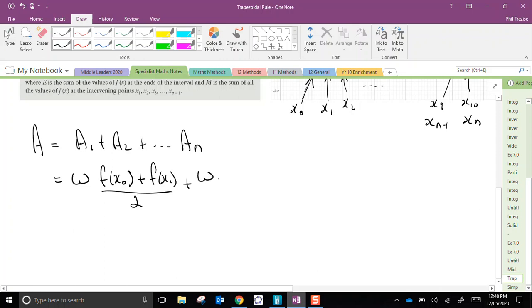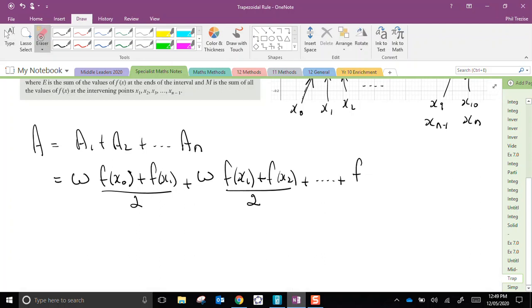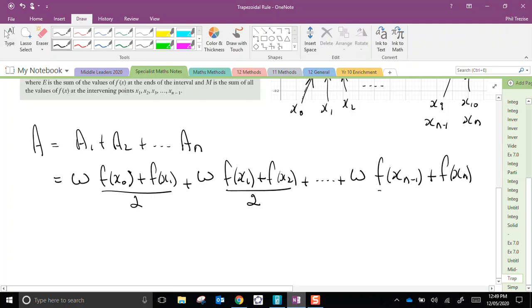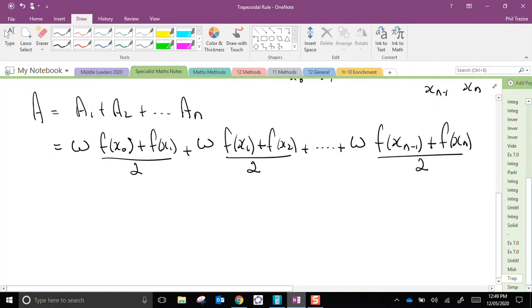My second one, same width. This time the left-hand edge is x1, then I'd evaluate at x2, divide that by 2, and so on, all the way until I had w multiplied by f of xn minus 1 plus f of xn, over 2.